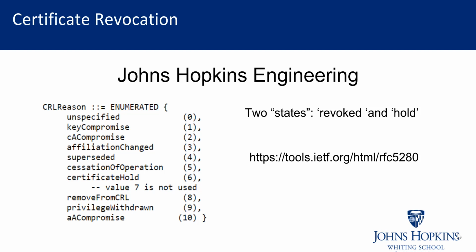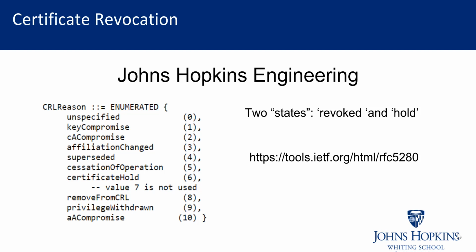But as you can see, there's basically 2 states for a certificate. One of those states is revoked and the other is on hold. Now, it's important to know that a revoked certificate, once it's revoked, can never be used again. So a revoke operation of a certificate is absolutely permanent. The hold state, on the other hand, is not permanent.